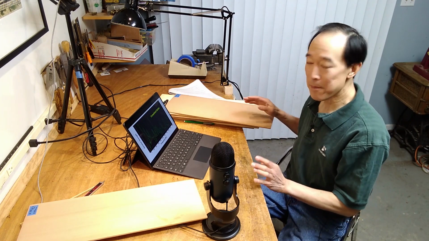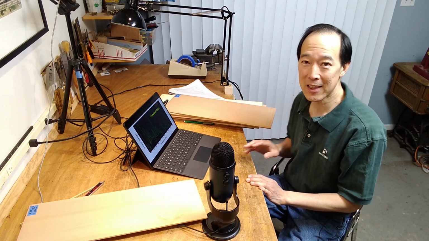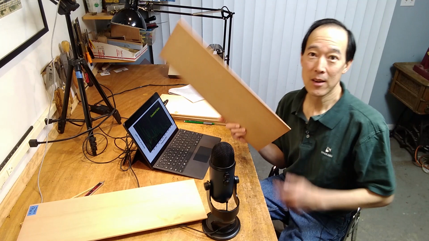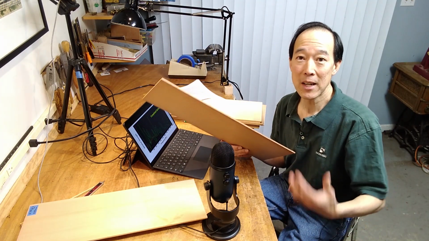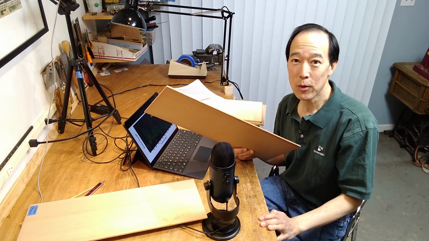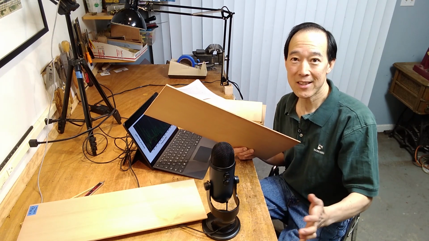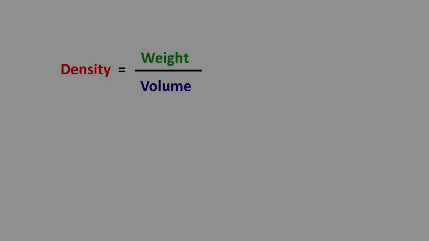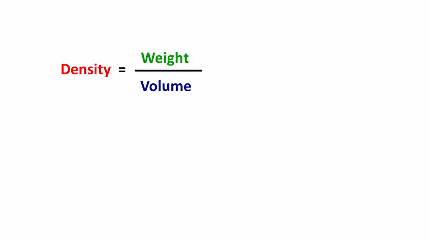And what's different about these two pieces is that the second sample is a much lower density than the first one. So let's talk a little bit about what is density. Density is the weight of something for a given volume. For example, you know that a cup of sugar is heavier than a cup of flour because it's more dense. And mathematically, density is weight divided by the volume.